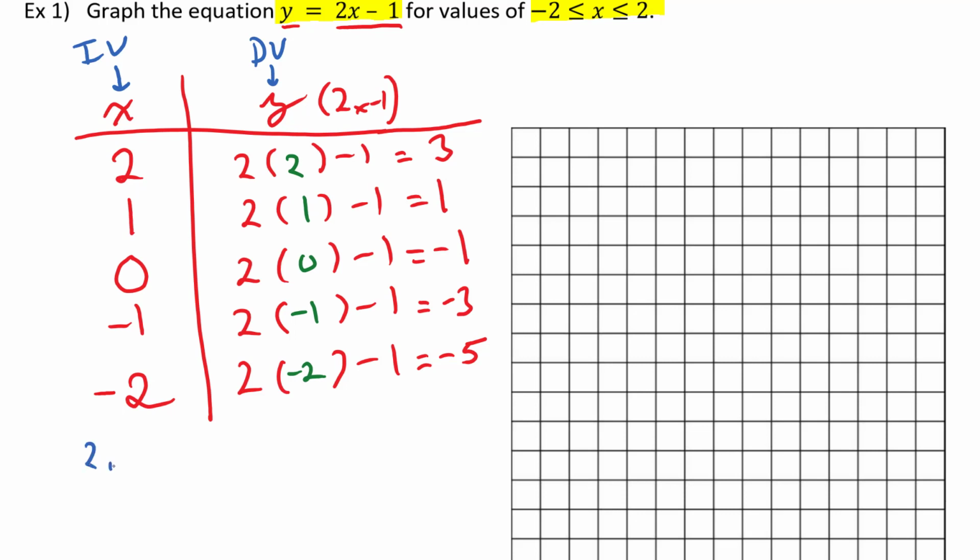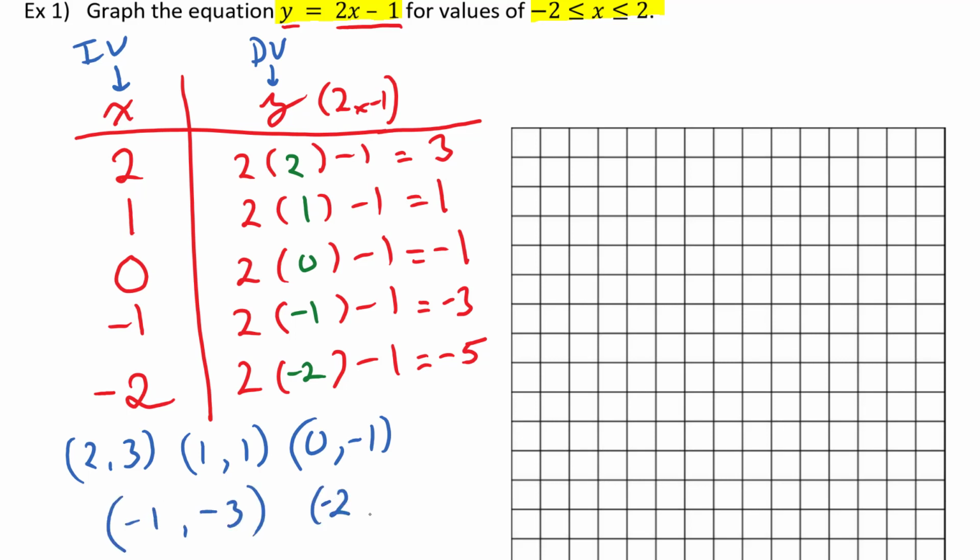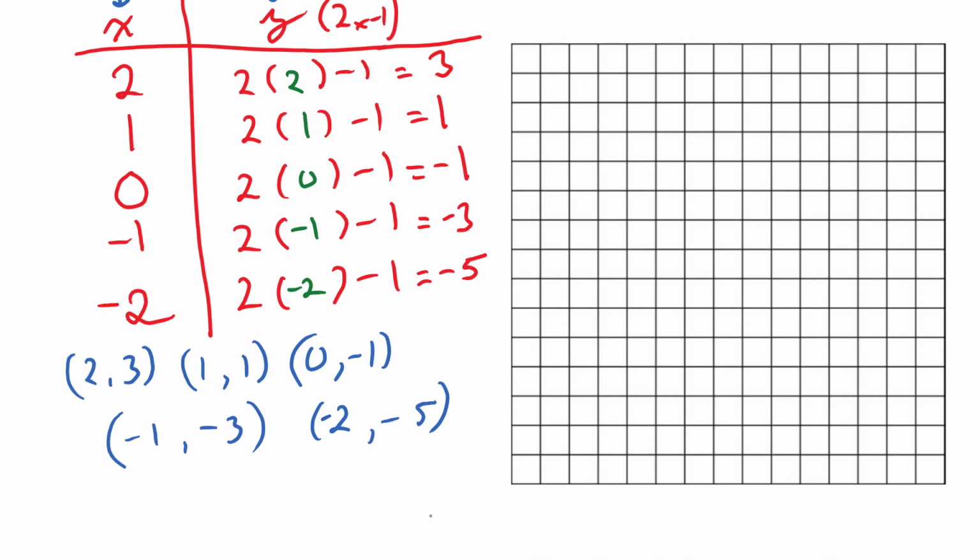We have 2, 3, 1, 1, 0, minus 1, minus 1, minus 3, and minus 2, negative 5. We have 5 ordered pairs. Let's now create a graph. Let's put our axes on here.